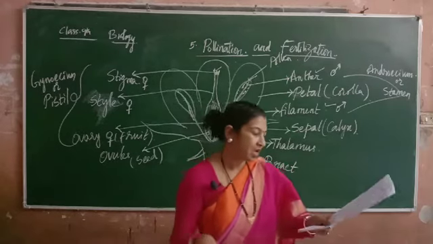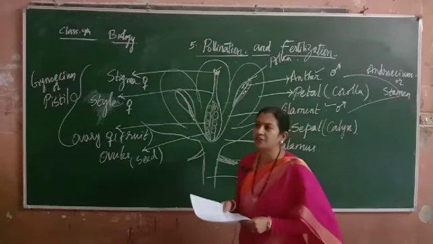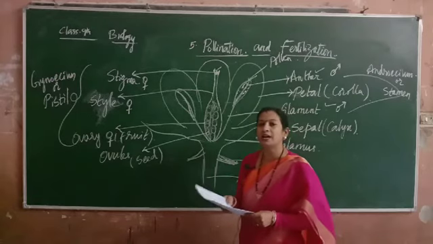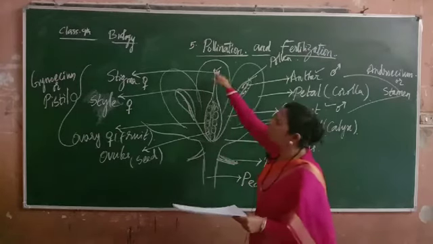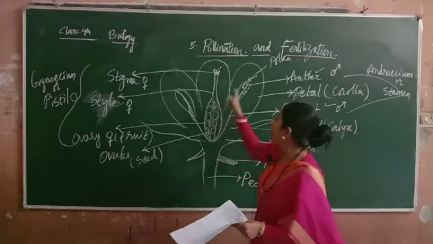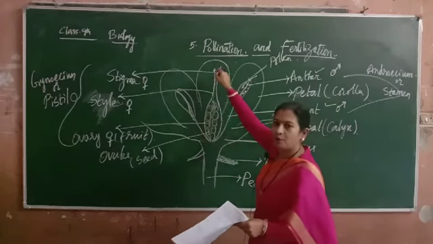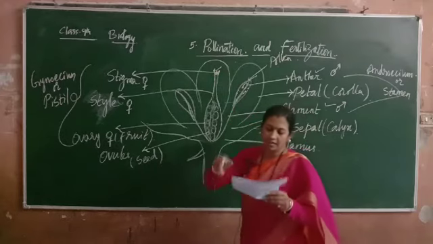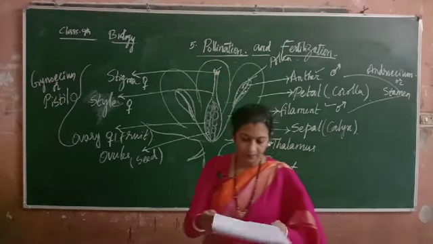Artificial pollination. Artificial pollination is a pollination where man is dusting the pollen onto the stigma of the flower. Not any agent, but man himself, when he dusts the pollen on the stigma of the flower, then it is called artificial pollination.